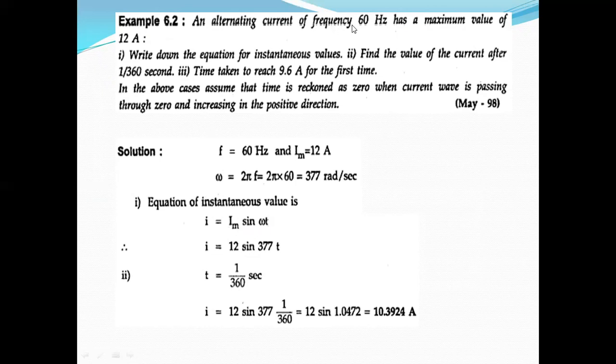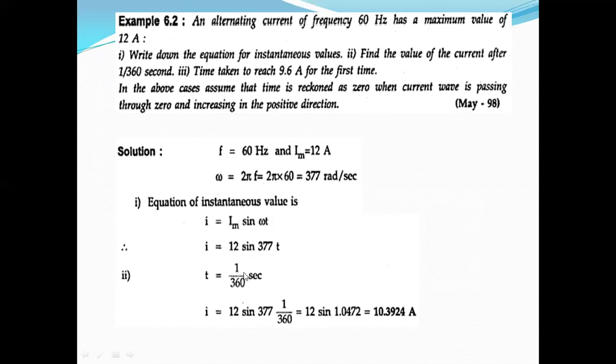Omega is not given directly. Here frequency is given, so omega is equal to 2 pi f. F is equal to 60 hertz, so omega is 377 radian per second. So the equation of the instantaneous value can be written as i is equal to Im sin omega t, that becomes i is equal to 12 sin 377 t. In this way you can represent it.